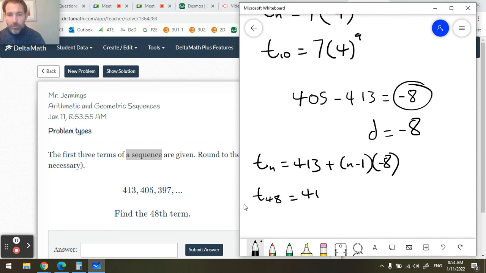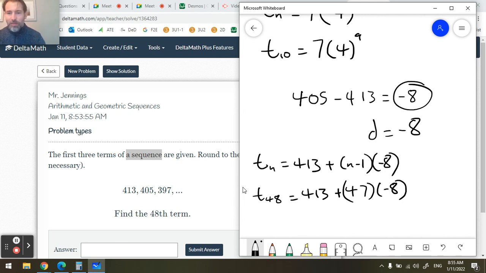That's equal to 413 plus n minus 1. So 48 minus 1 is 47. Again, that's not kindergarten, but it's grade 1. And minus 8. I'm just really aware of what happens in kindergarten and grade 1 because that's where my kids are. Okay, I'm not saying that, I'm not trying to be sarcastic. Okay, maybe a little bit.